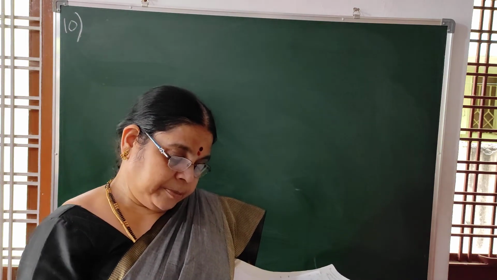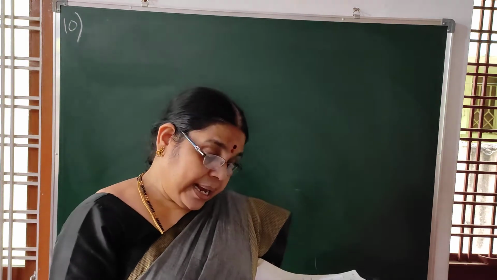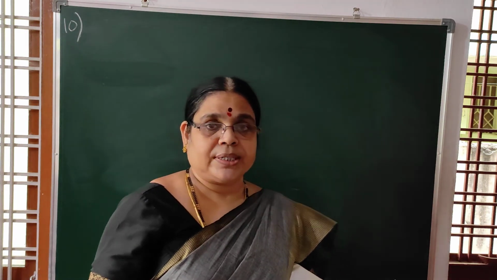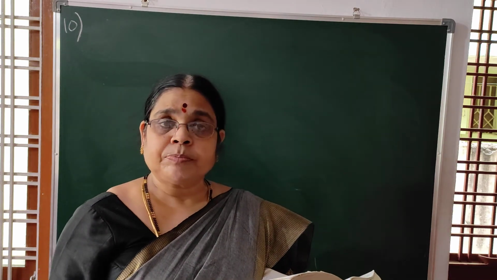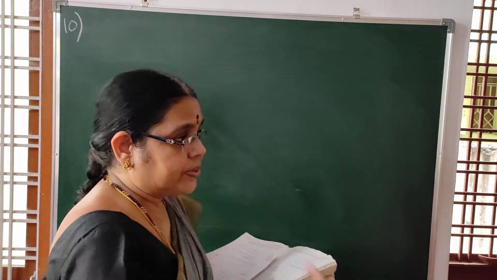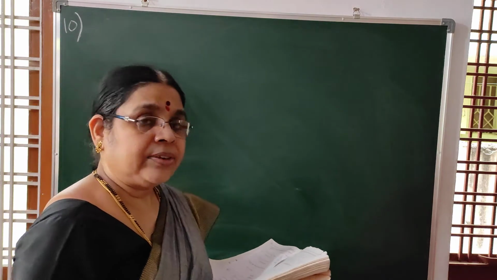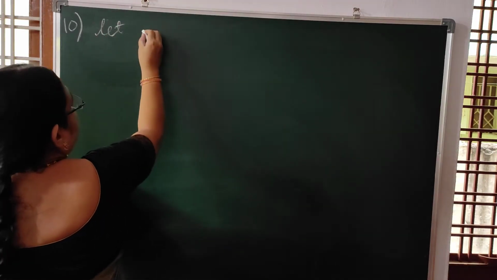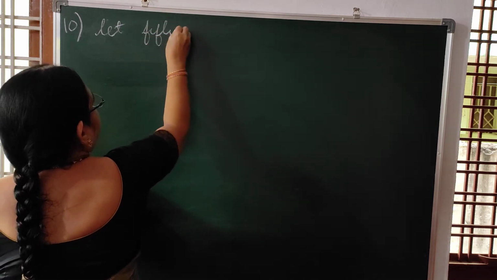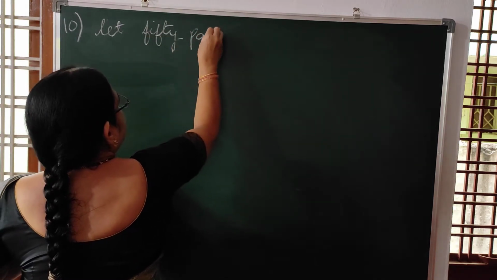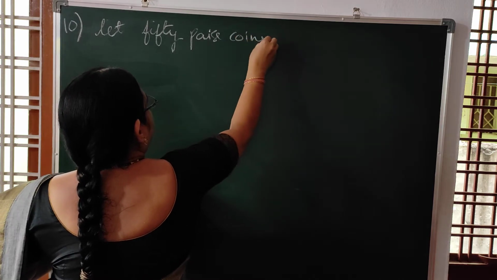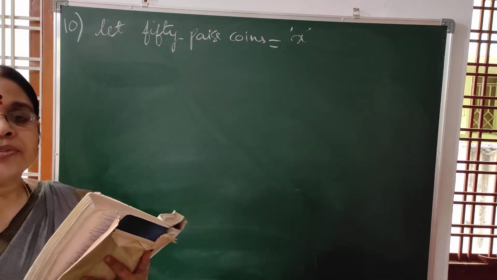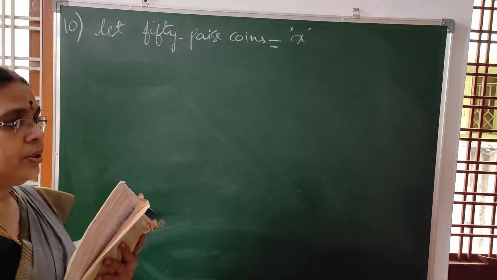What is it saying here? She has twice as many 25 paise coins as she has 50 paise coins. So 25 paise coins are twice the 50 paise coins. So let the number of 50 paise coins she has be x.